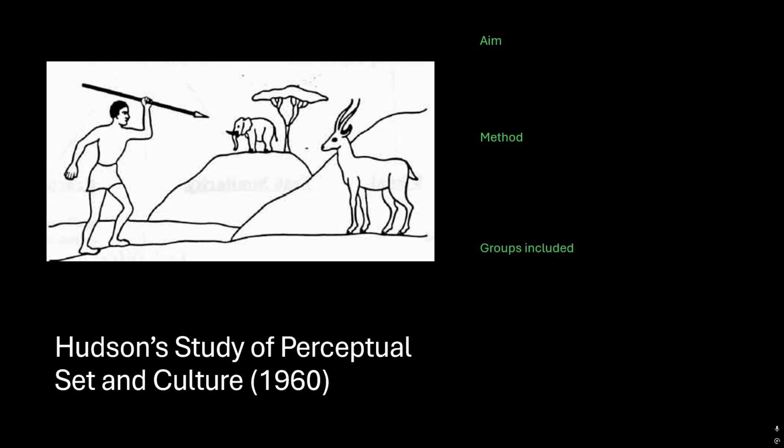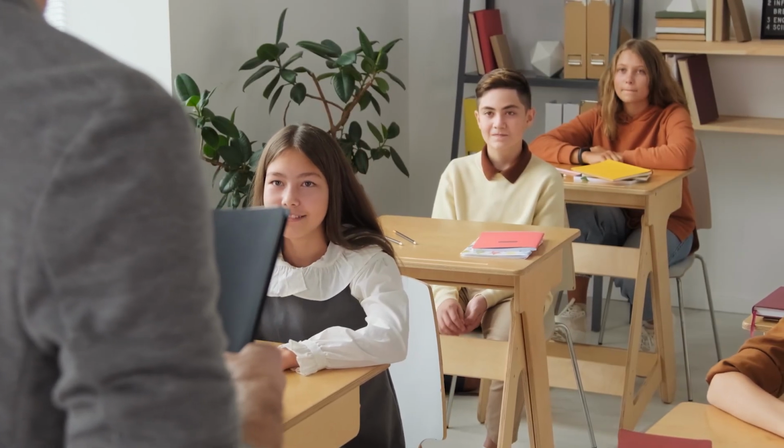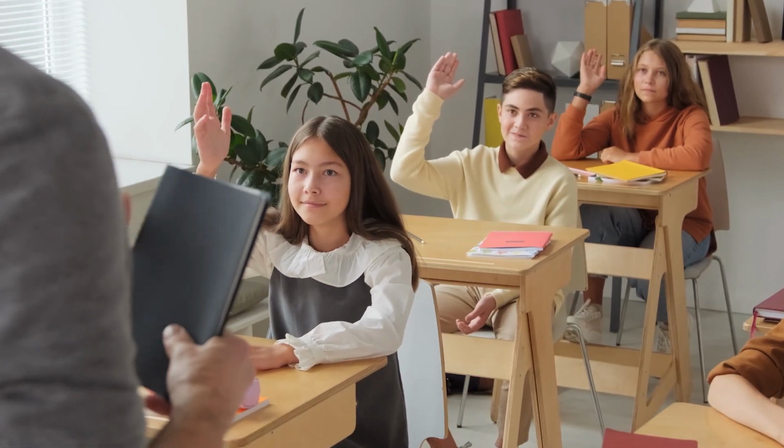There were different groups, and the groups included Bantu people from rural South Africa, and these people had low exposure to Western style pictures. Bantu and European urban school children who had more exposure to these kind of imagery. Participants were asked questions such as, what's the man doing? And which animal is closer to the man?